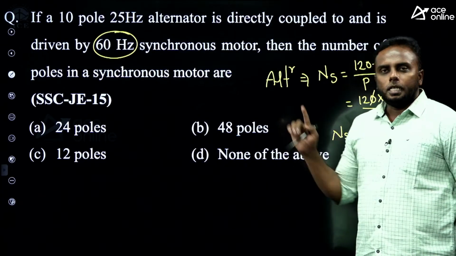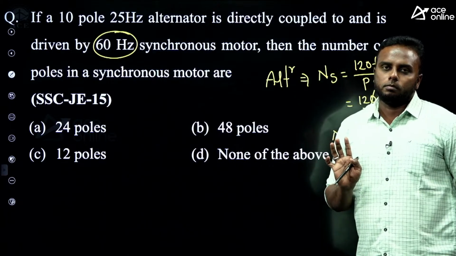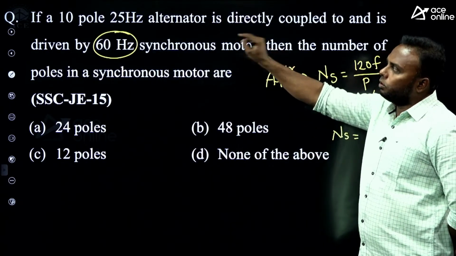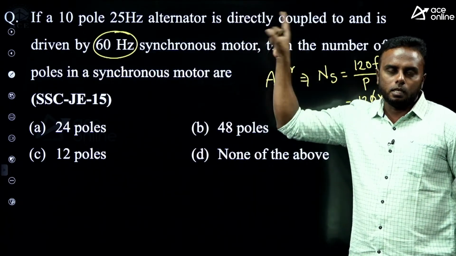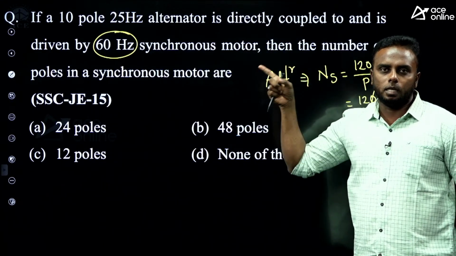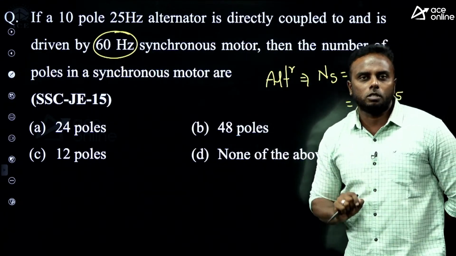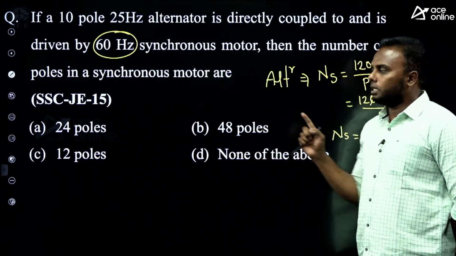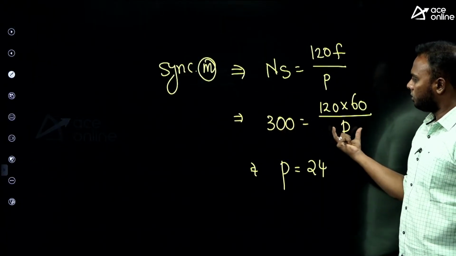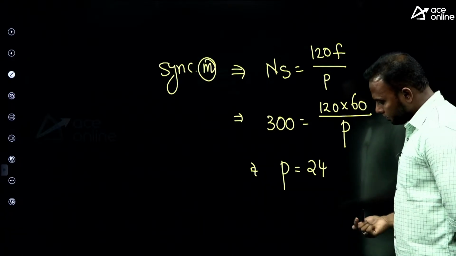Clear? Generator driven by synchronous motor. So generator poles and frequency are given. It is generating, which means the rotor is also rotating at the same speed. Rotor speed means that is the synchronous motor speed only. That rotor is driven by the synchronous motor. That's why we equated 300 to this. Poles we got. Next.